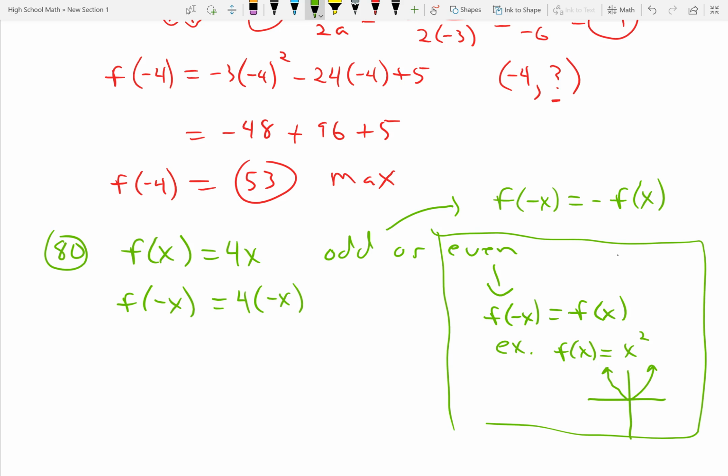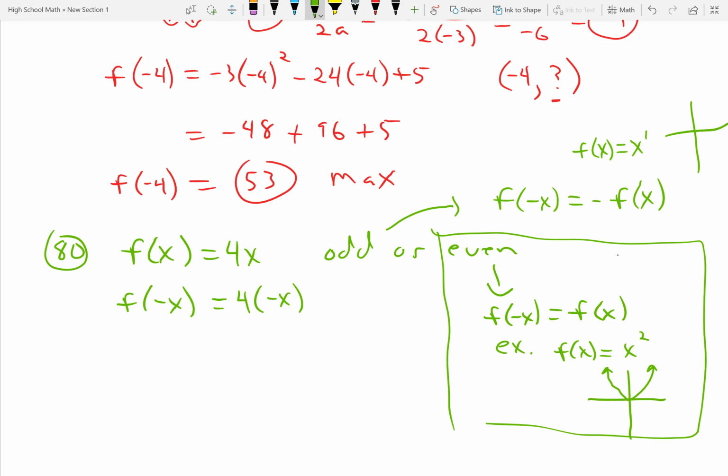An example of an odd function is f of x is equal to x. And you can kind of see where the name comes from. This is to the first power, odd power. This is to the second power and even. That's a little bit of an oversimplification, but there's the idea.